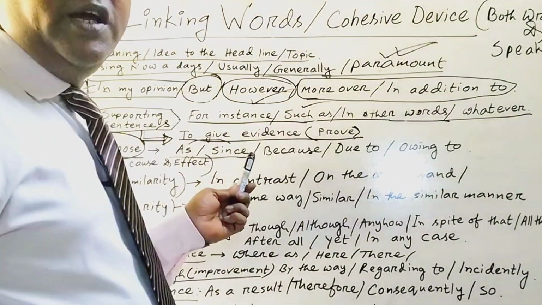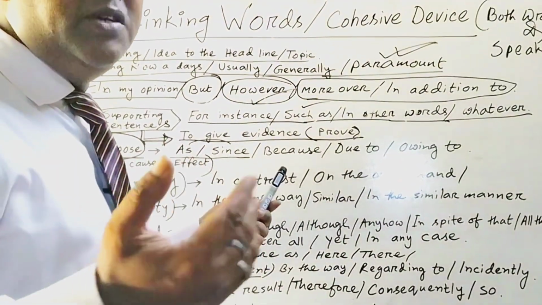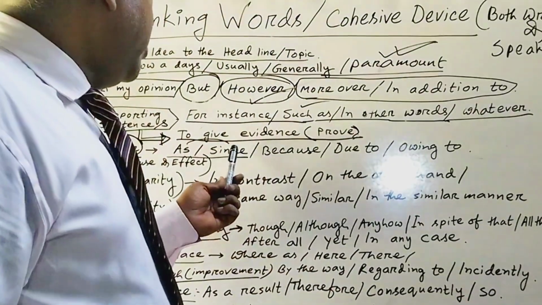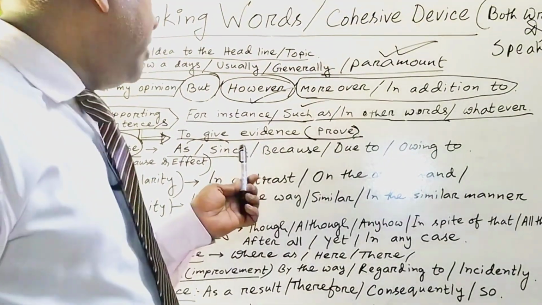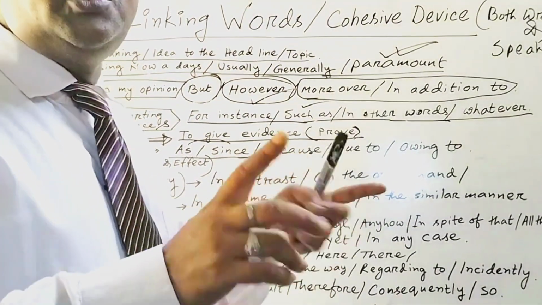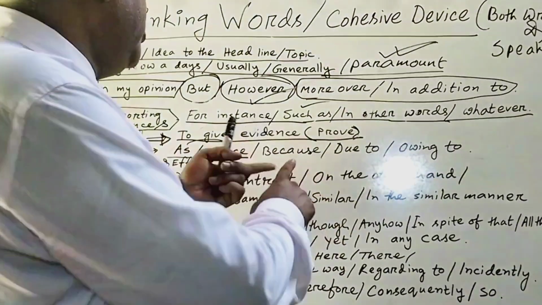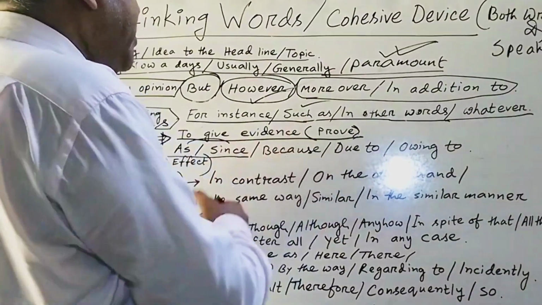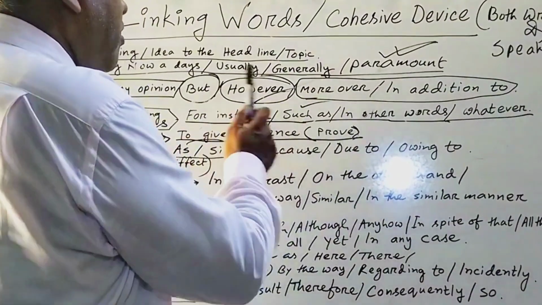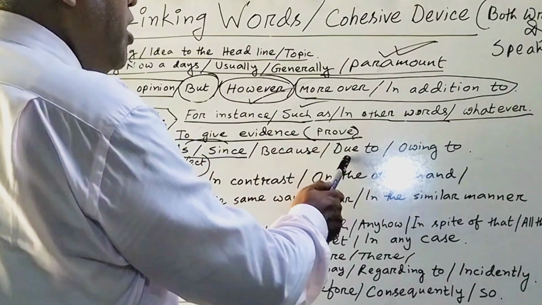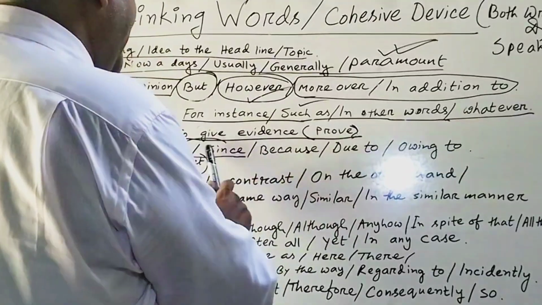Since he was late, he missed the bus, okay? We can use it in a complex sentence, okay? Because is another reason word, you can also add this word because in linking or writing or speaking sentences. Due to is more standard than as, since, because.